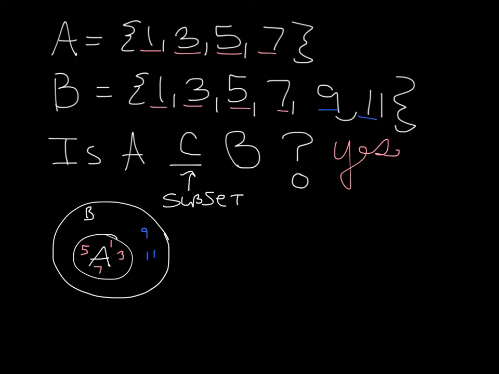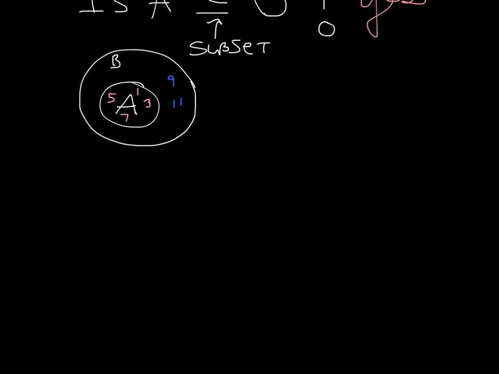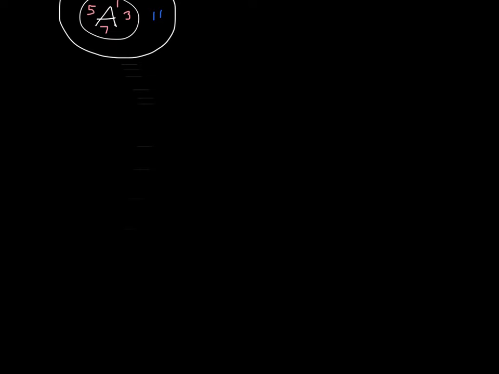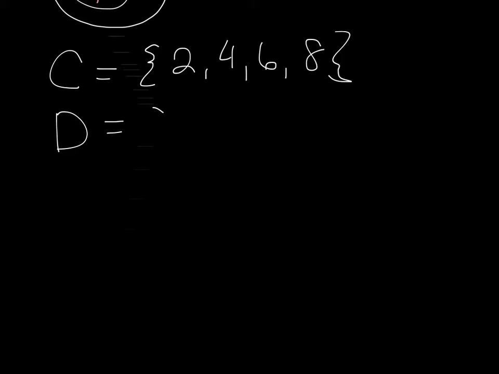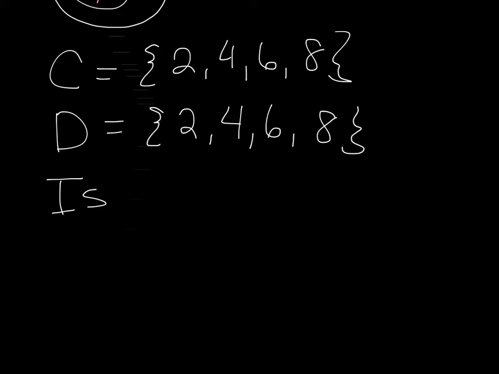So let's try another example. Let's call this maybe C. How about 2, 4, 6, and 8? And the set D is also 2, 4, 6, and 8. The question is, is C a subset of D?